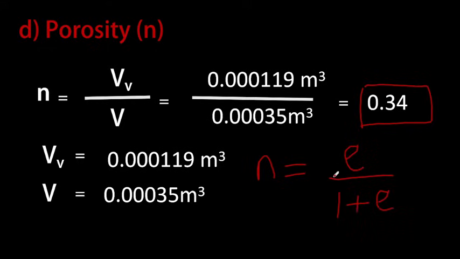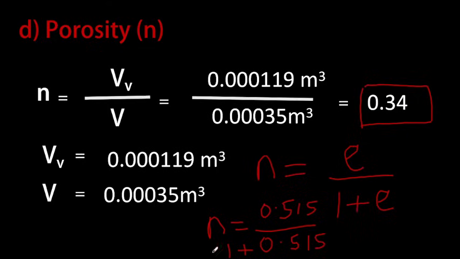Alternatively, we can also use this formula. So if you know the value for the void ratio, we can find the porosity by using this formula. From our previous calculation, we got the void ratio as 0.515. So e over 1 plus e: 1 plus 0.515, if we add it up and divide 0.515 by 1.515, you're going to get a similar answer with the other formula, which is 0.34.